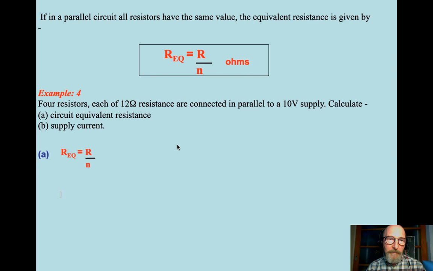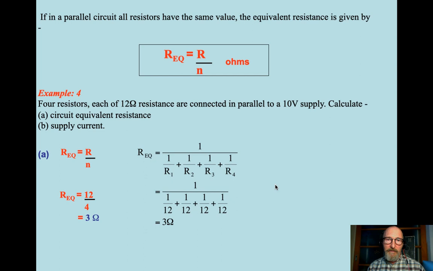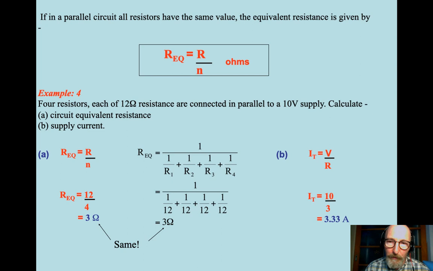So this really does alleviate doing all that maths, because if you did this in chunks, you'd have to do it 3 times. Otherwise, you'd have the sum of the conductances. But once you know, hey, they're all the same value, I've got 4 of them, it's R divided by 4 and 3 ohms. Calculate the supply current. Well, we've got a 10-volt supply, we've got 3 ohms, so therefore we must have in B here, 3.33 amps of current flowing, given by V on R. So simply the 10 volts divided by the 3 ohms to get 3.33 amps.